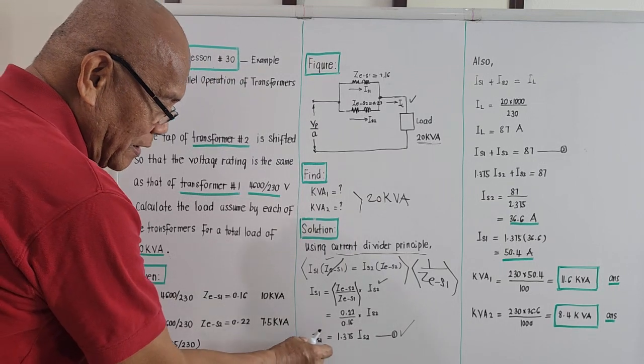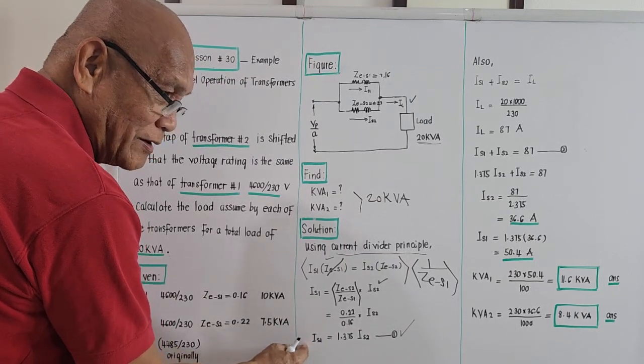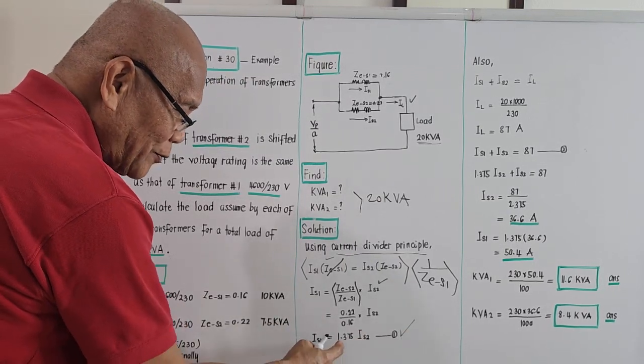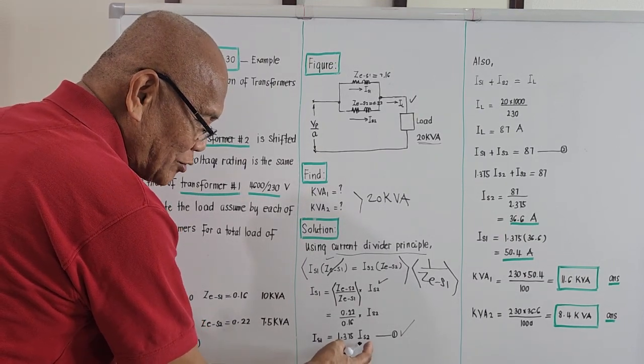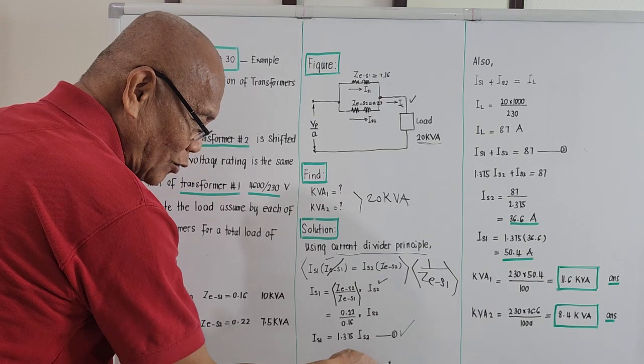Meaning, the current carried by transformer number 1 is bigger. It is 1.375 more than IS2. So, actually, IS2 is smaller. Right? That will be equation number 1.